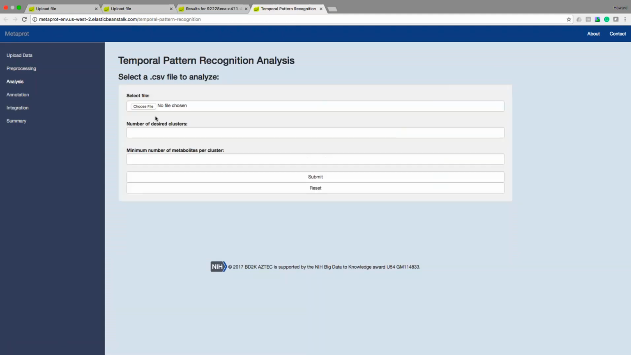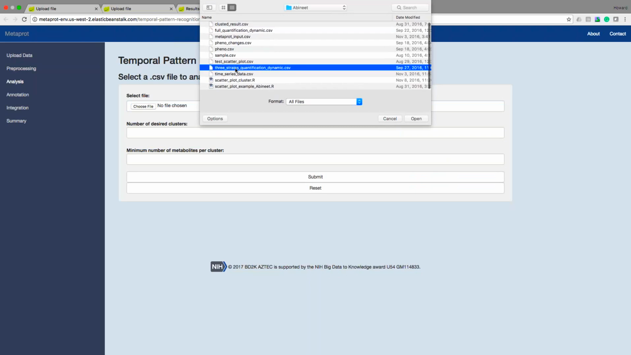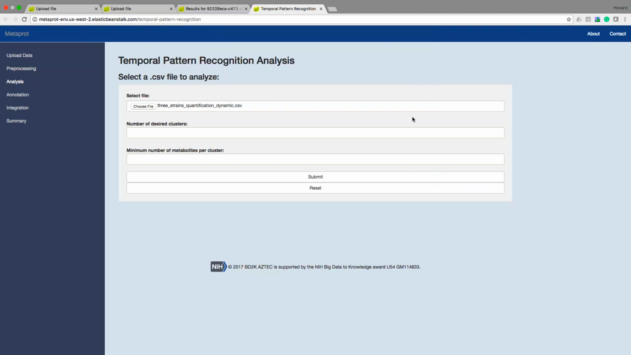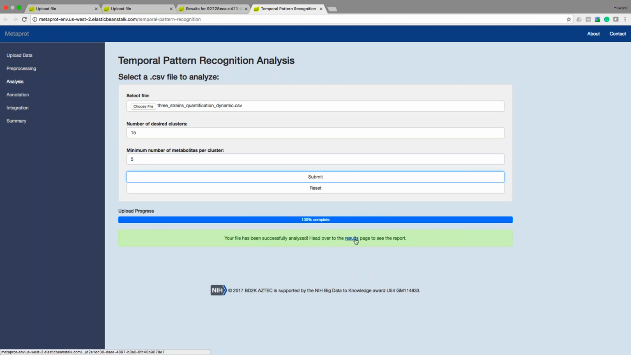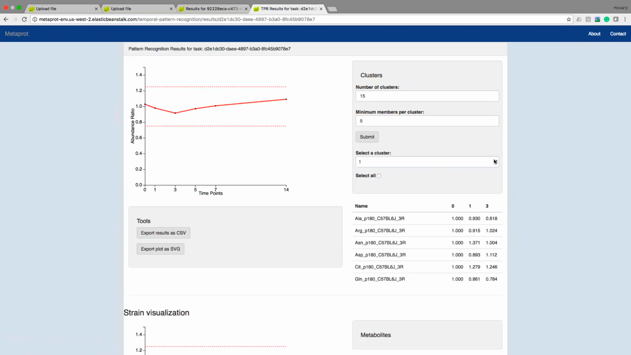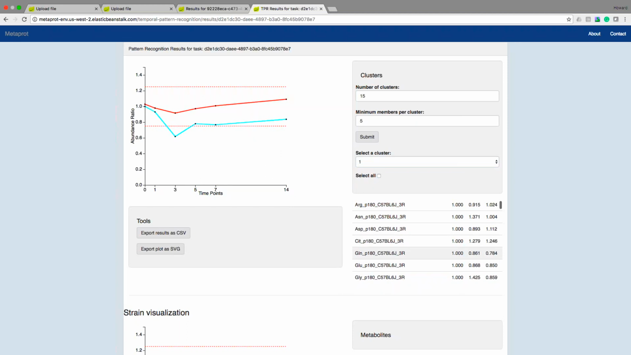In pattern recognition, you need to specify the number of desired clusters and the minimum number of metabolites per cluster. So it identifies 3 clusters, and by clicking each metabolite, you'll be able to see the pattern of the molecules over time.